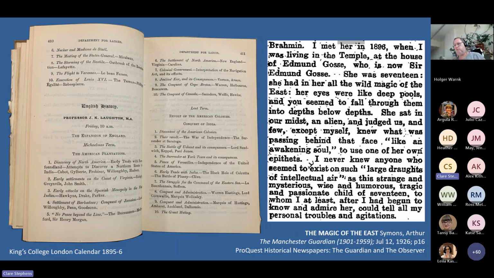In 1926, there's an article printed in The Guardian, which is by Arthur Symons, who remembers meeting her as a student. And he says he met her at the house of Edmund Gosse, who is now Sir Edmund Gosse. She was 17. She had in her all the wild magic of the East. Her eyes were deep like pools, and you seemed to fall through them into depths below depths. So she's very much exoticized by the older men who are with her, but he does recognize that she was like an awakening soul, to use one of her own epithets.